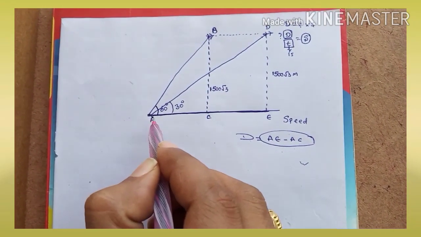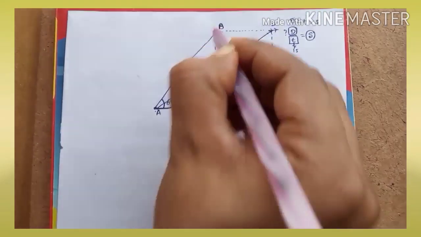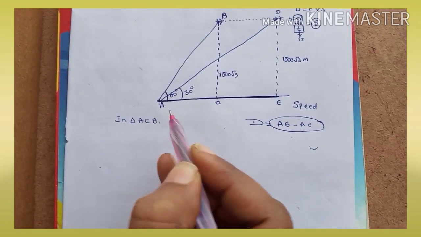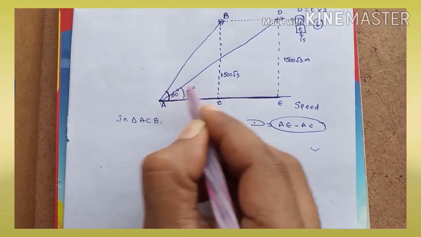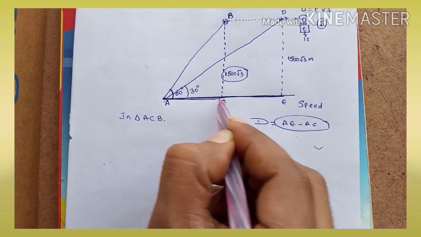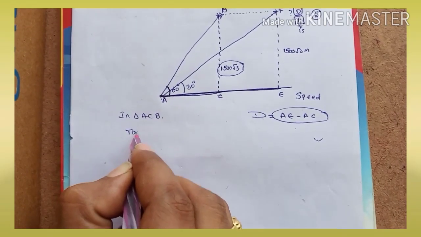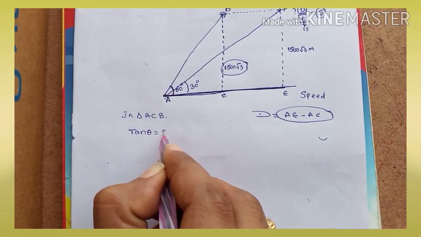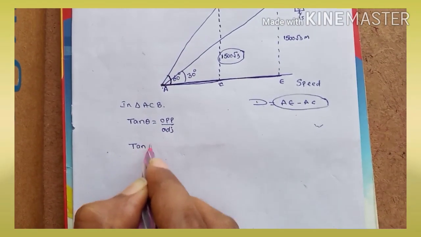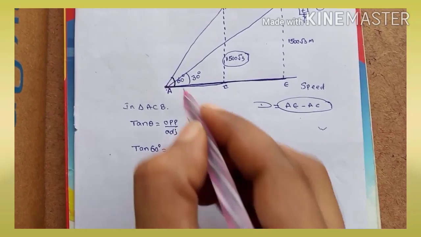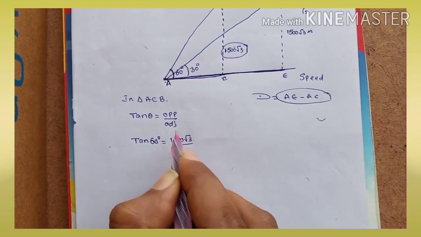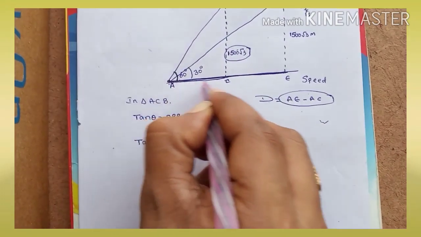Now in the triangle ACB, for this angle 60, the opposite side is 1500 root 3 and the adjacent side is AC. So we apply tan theta is equal to opposite side by adjacent side. Tan 60 is equal to 1500 root 3 by AC.